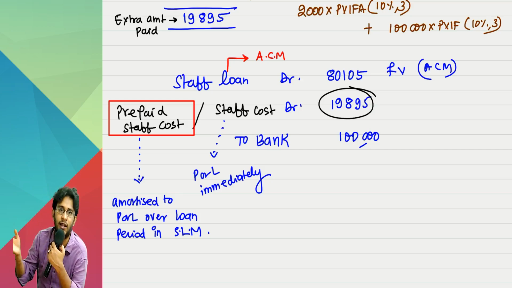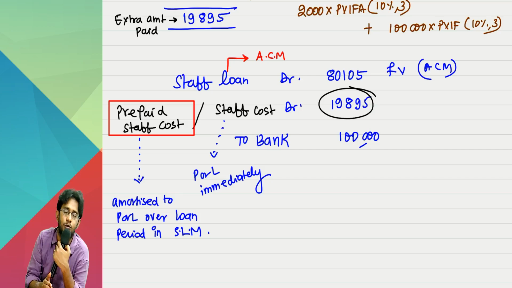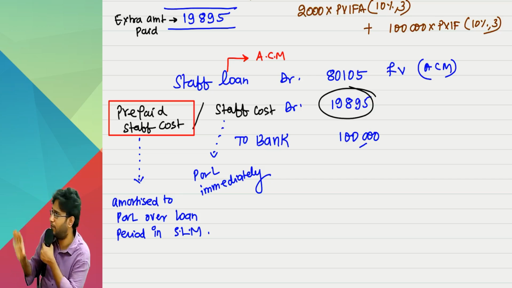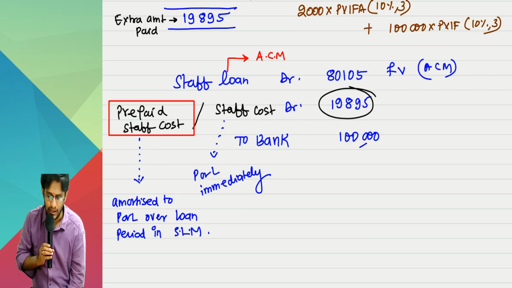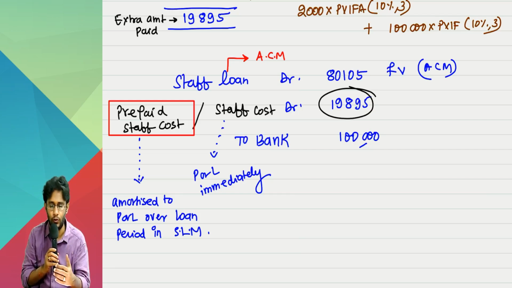Staff cost is directly PRL; prepaid staff cost you will amortize to PRL over a period of 3 years in this example. Like this it works. This is the basic version of staff loan. In this only one adjustment is there. That adjustment I will directly show you while doing the question.